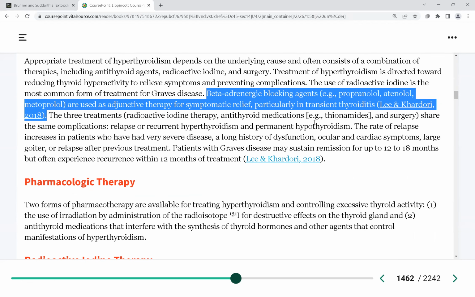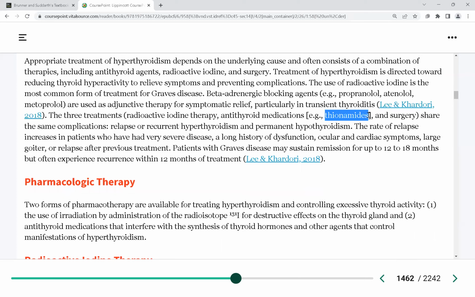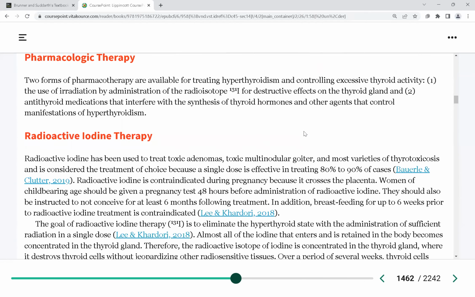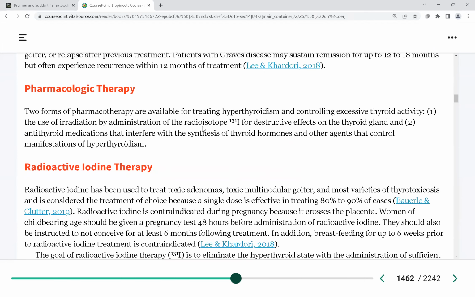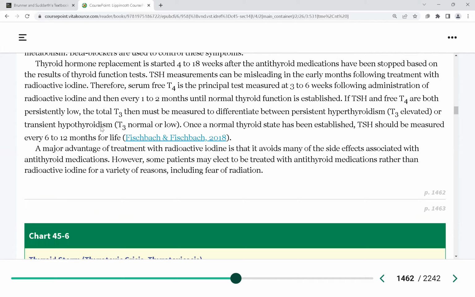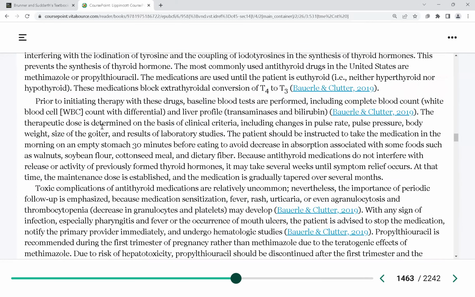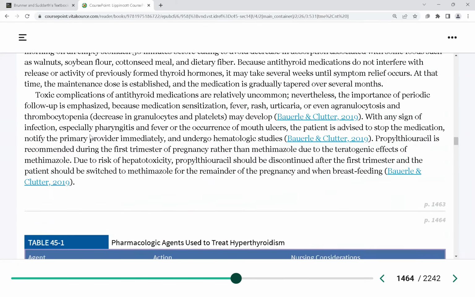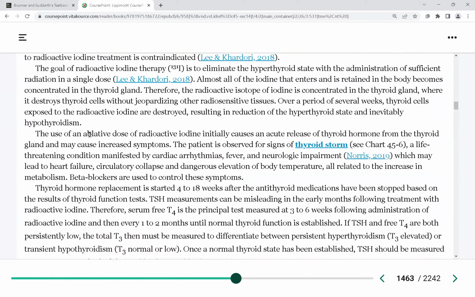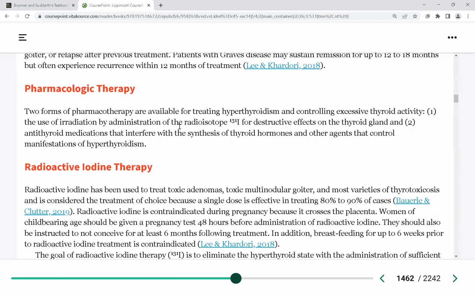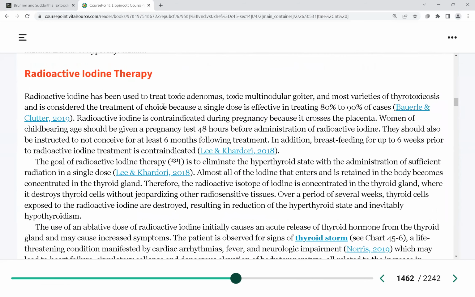Let's go to the drugs. The drugs are called thionamides. There are two thionamides: methimazole and propylthiouracil. We'll get to the table shortly. So those are the antithyroid medications, called thionamides.